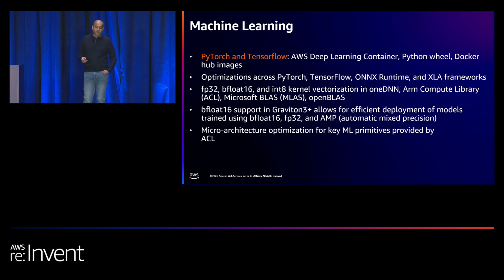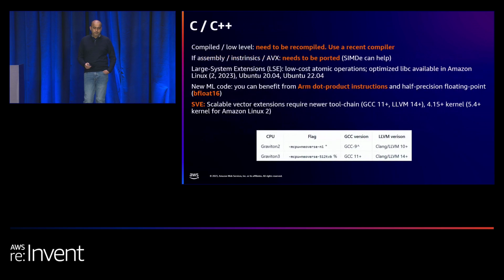Microarchitecture optimizations for key machine learning primitives are also provided by the Arm Compute Library. That, combined with the Graviton3 and newer architectural improvements with bfloat16 instruction support, makes Graviton pretty interesting for CPU-based machine learning workloads.